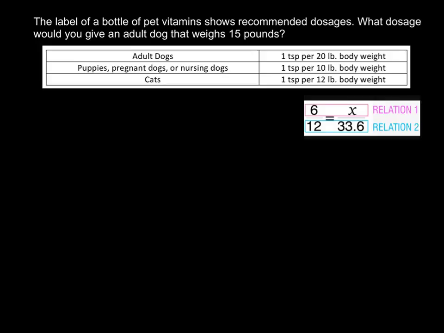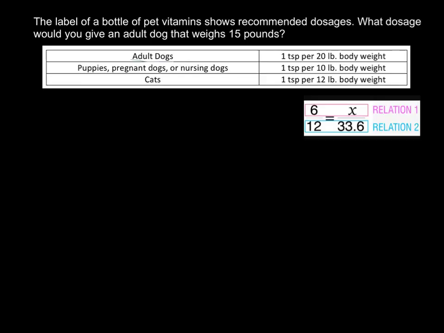But what if they don't weigh the exact amount? We don't want to give our dog too much that it could hurt them, or too little that it doesn't do its job. So we have to figure out the exact amount of medicine we're going to give to our dog, or puppies, or cats. So what dosage would you give an adult dog that weighs 15 pounds? Okay, so we can't even give him 1 full teaspoon because he's not 20 pounds yet.